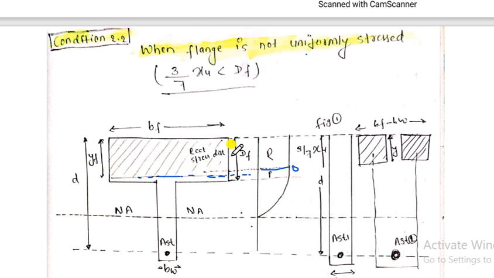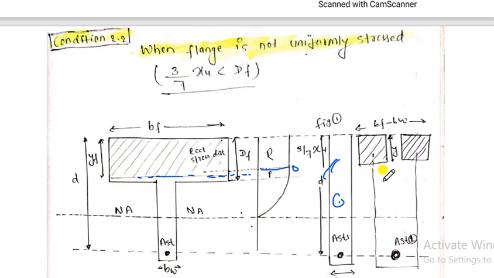So I have named this figure as YF, right. Similarly, up to this portion it is 3 by 7 XU, and 4 by 7 XU. Same as what I did in the previous lecture, I have separated figure 1, right, and this one is figure 2, and here C is equal to T, right? The total compressive force is equal to the total tensile force, same as in the figure.